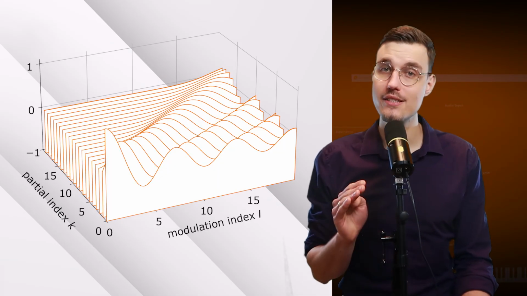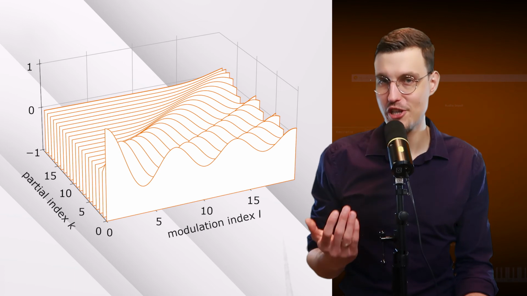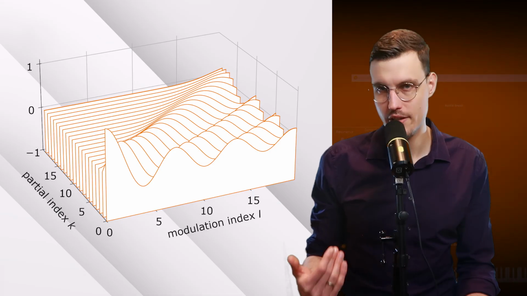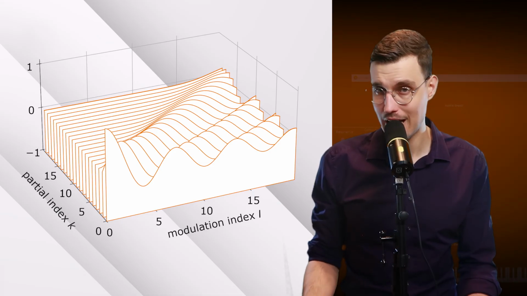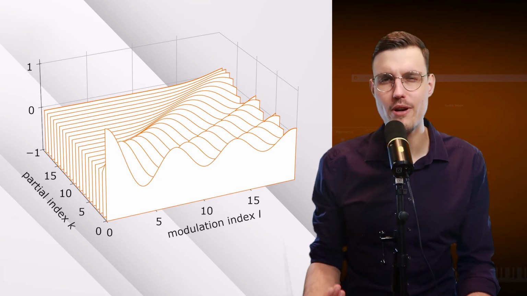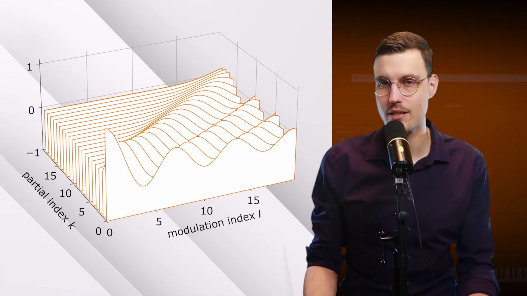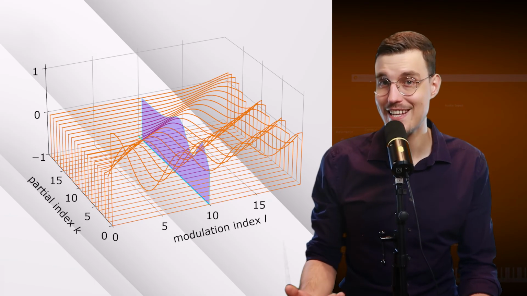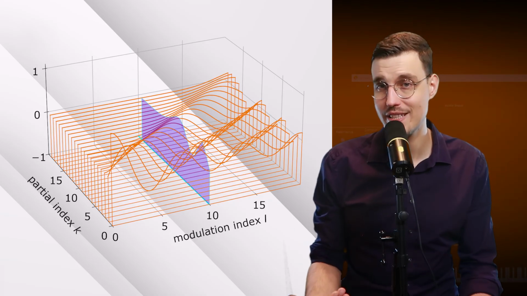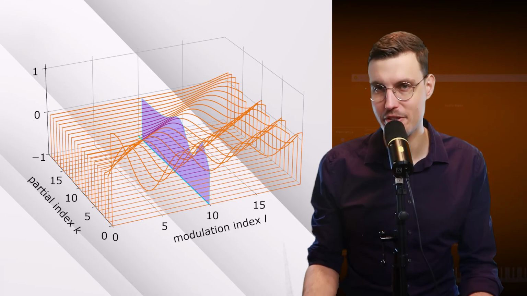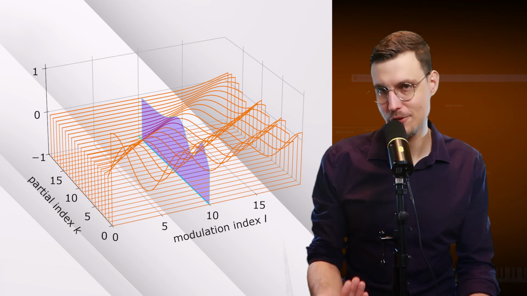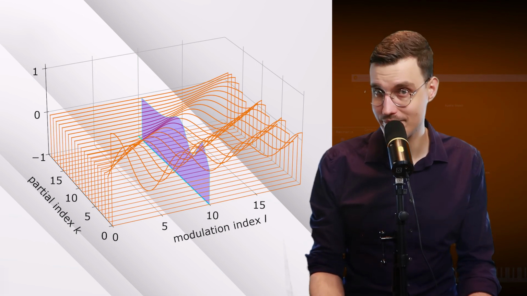Thus, here you can see a plot of how the spectrum changes if we vary the modulation index I in the 0 to 20 range. How to read this plot? Say you want to see how the spectrum looks for a particular value of I, for example 10. Then find 10 on the I-axis on the right and mentally cross-section the three-dimensional spectrum along the partials axis. This cross-section is your sound's magnitude spectrum at the modulation index 10.